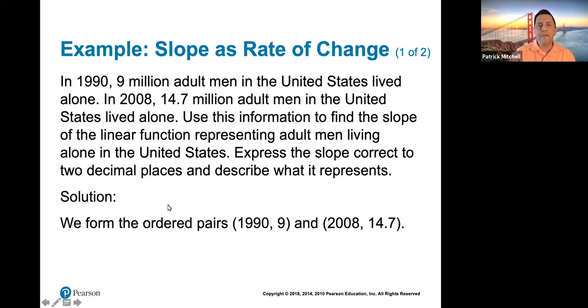So we're going to take the information that's given in the first 2 sentences and make that into a couple of ordered pairs. The first ordered pair is going to be 1990, 9. So x is going to stand for the year, and y is going to stand for the number of adult men in the United States living alone in millions. That's why we're writing 9 instead of 9 million. And then the other ordered pair is going to be 2008, 14.7. So we want to find the slope of the line through those points.